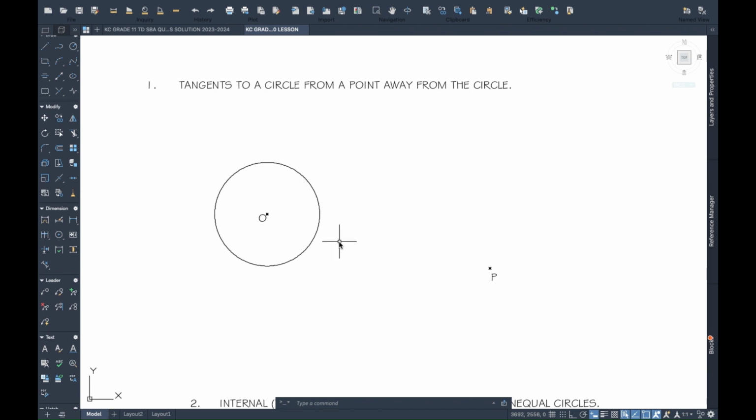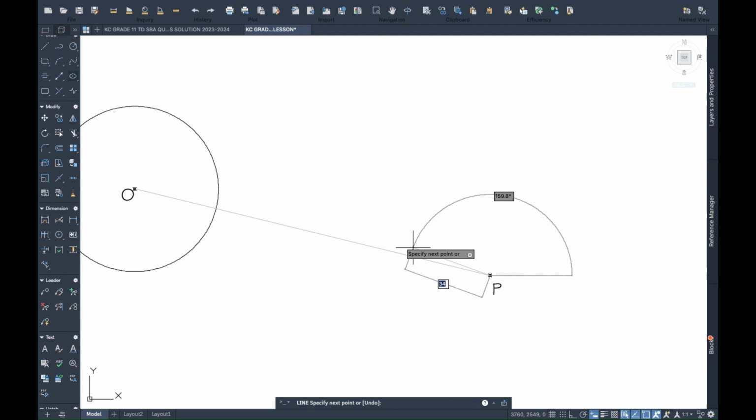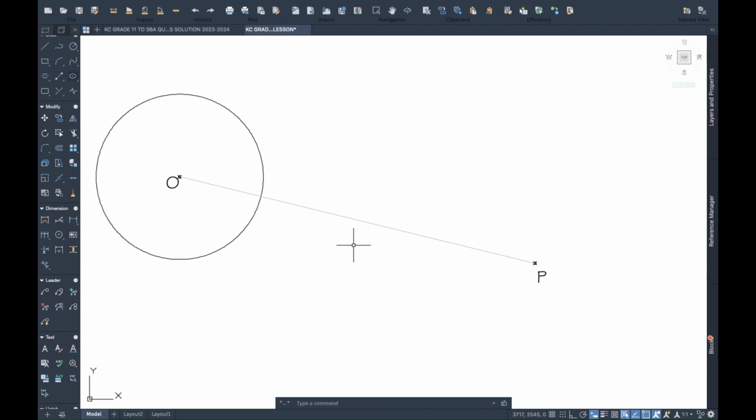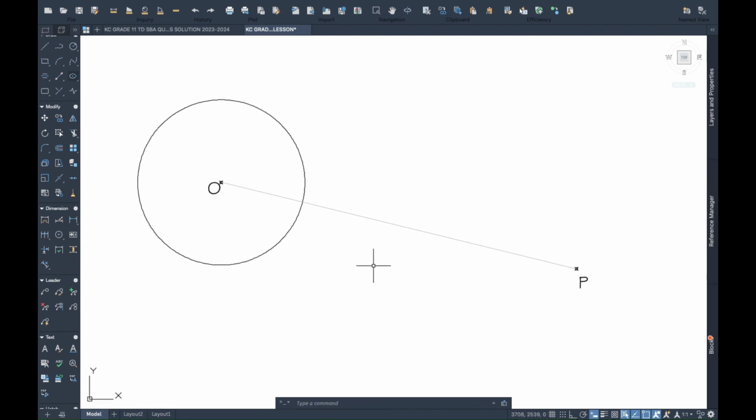How do we establish this? Okay, so we have the circle here. Of course, you'll be given the diameter, and we have the point. Now you'll be given the coordinates for the point, right? This point here is P. What we do is connect the center of the circle to the point P. Once we connect the center of the circle to the point P, all we have to do now is find the midpoint of this line, and get a semicircle.